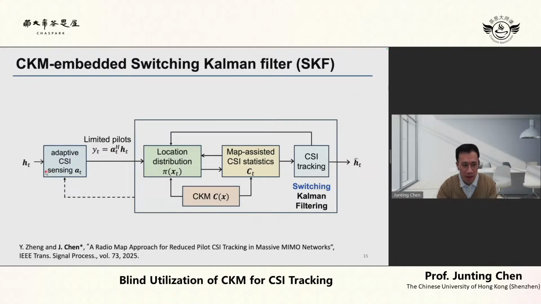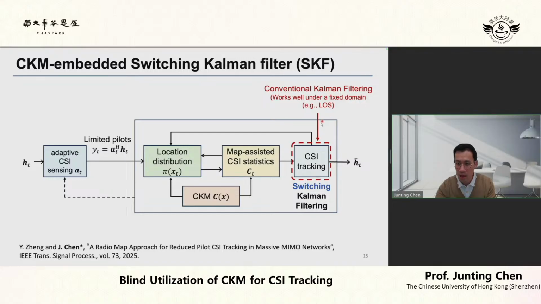So again, the whole thing is we have the full CSI, right? And then we have a sparse observation. And based on the sparse observation, we run a Kalman filter tracking algorithm to obtain a channel estimate. And this is the conventional Kalman filtering. It is known to work well under a fixed domain, for example, in line of sight tracking, right? Using Kalman filter or extended Kalman filter.